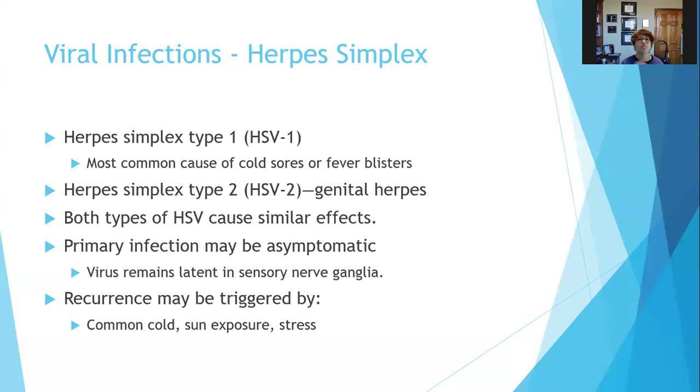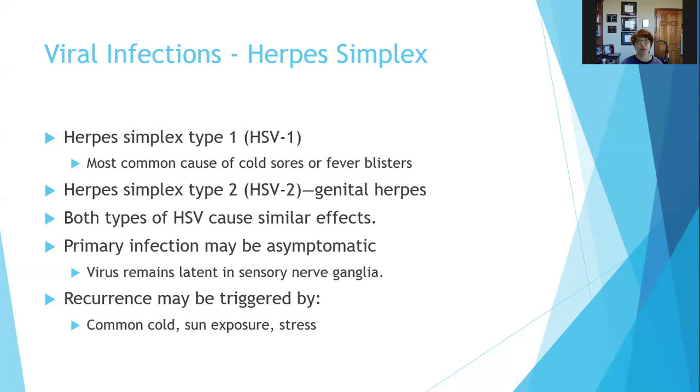One of the really common ones is herpes simplex type 1. That's the most common cause of cold sores or fever blisters. Herpes simplex type 2 is the cause of genital herpes. Both types of herpes simplex virus cause similar effects, just different areas. The primary infection may be asymptomatic.